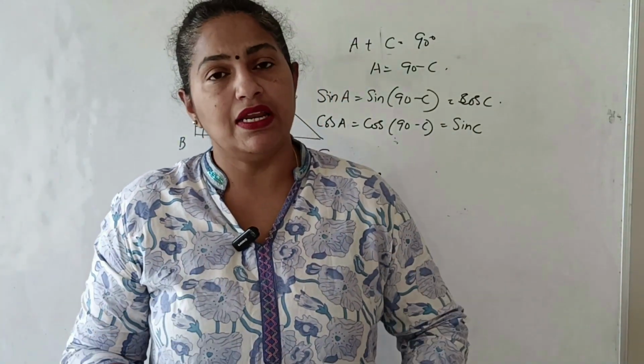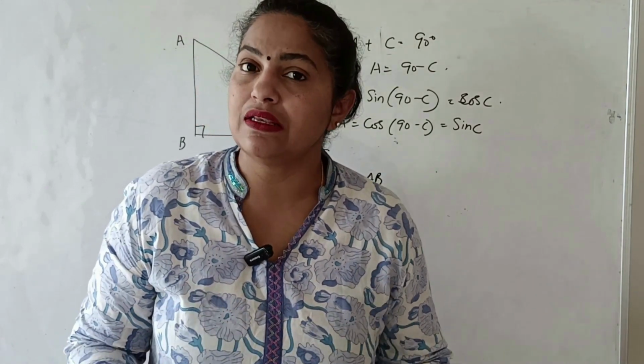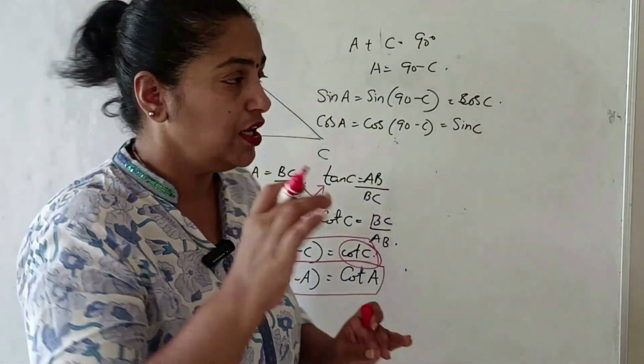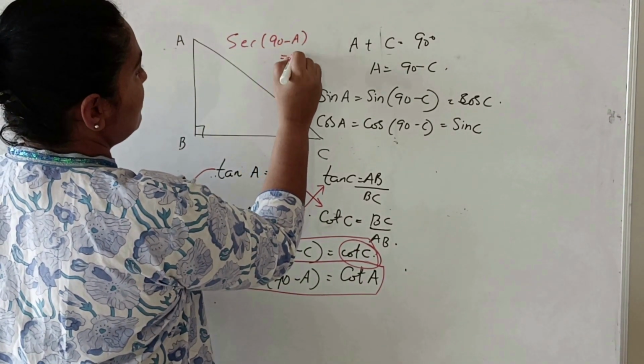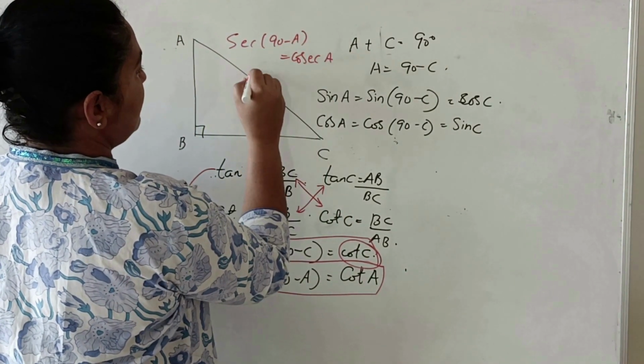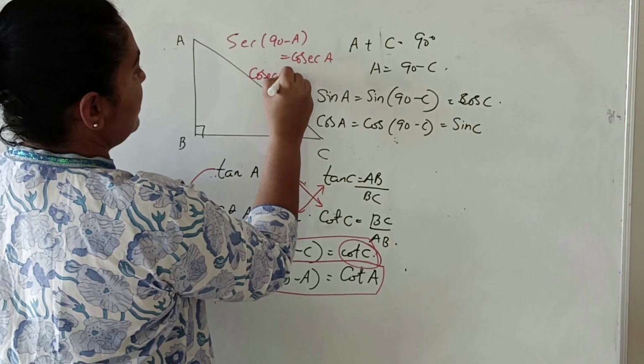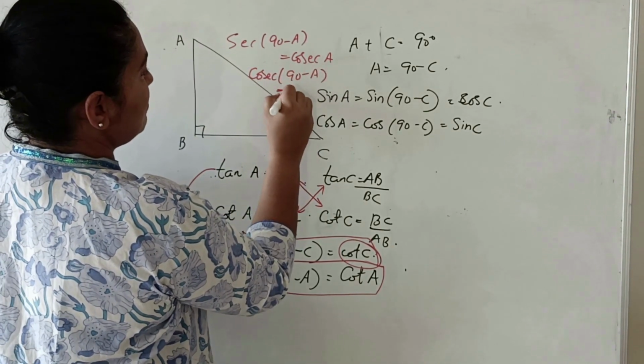Okay. Similarly, when we find out the trigonometric ratios of sec and cosec, you can see that sec of 90 minus A is cosec A and cosec of 90 minus A will be sec A.